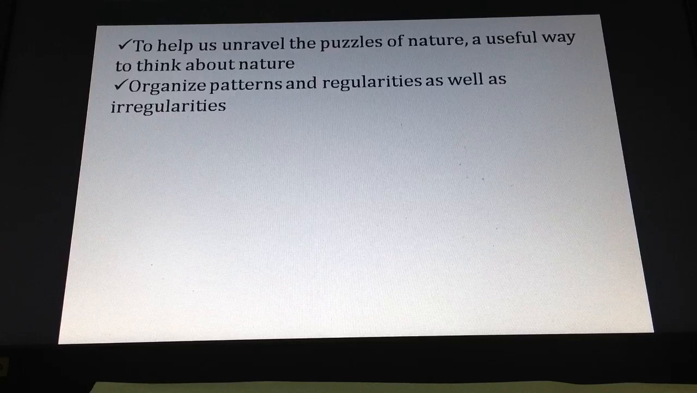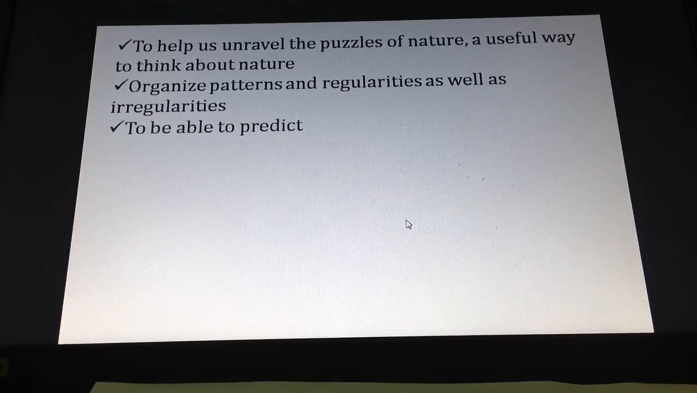Organize patterns and regularities as well as irregularities. So, bakit dito sa number 1 natin laging tinidiscuss ang about nature? Gaya ng ating main topic, this is all about the nature of mathematics. So, we will deal more on patterns in nature.